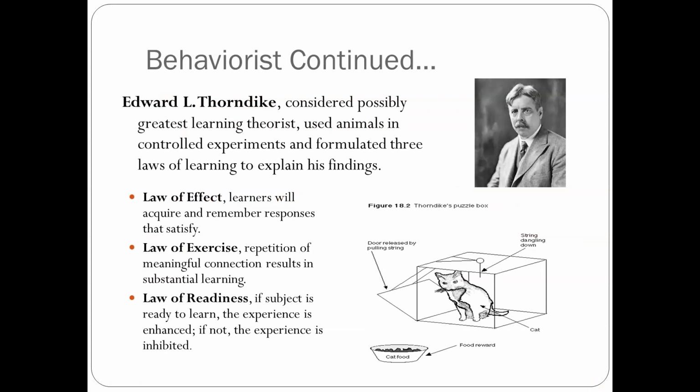Thorndike was considered the greatest learning theorist, especially when we're talking about behaviorism. He used animals in controlled experiments and formulated what are considered the 3 laws of learning to explain his findings. The law of effect: learners acquire and remember responses that satisfy. Again, if there is some kind of reward, then the learner remembers it.